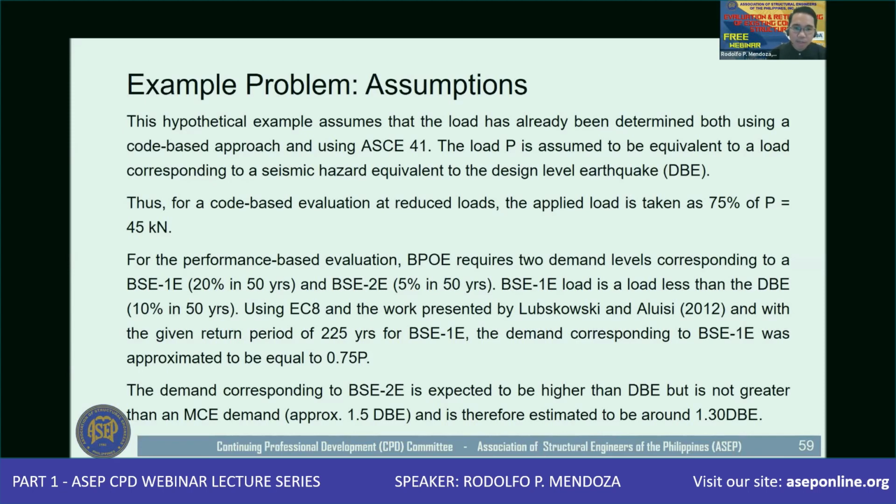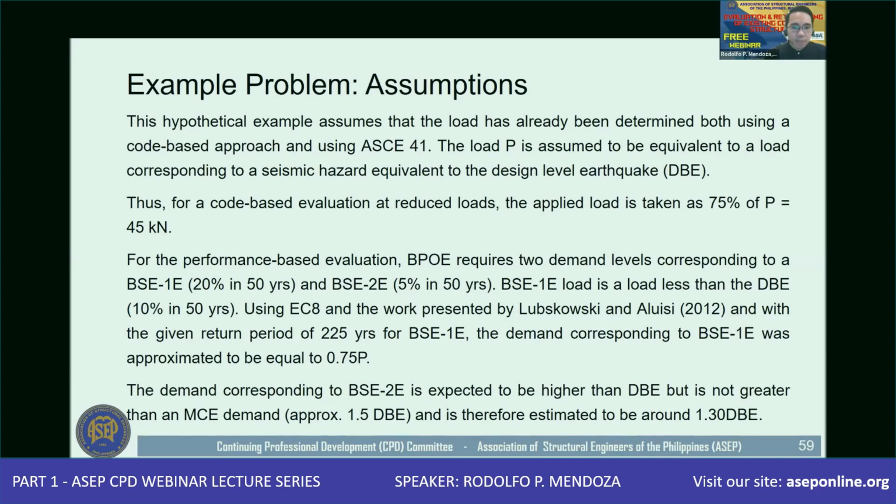Now, for the performance-based evaluation, because it's an existing structure, ASCE 41 requires two demand levels: BSE-1E, 20% in 50, and BSE-2E, 5% in 50. Of course, we need to evaluate these two seismic hazard levels according to an immediate occupancy performance level for BSE-1E and a collapse prevention performance level under BSE-2E. The BSE-1E load is a load that is less than DBE. So using EC8 and the work presented by Lutkowski and Alusi, we were able to approximate the load for BSE-1E to be equal to 0.75 of P.